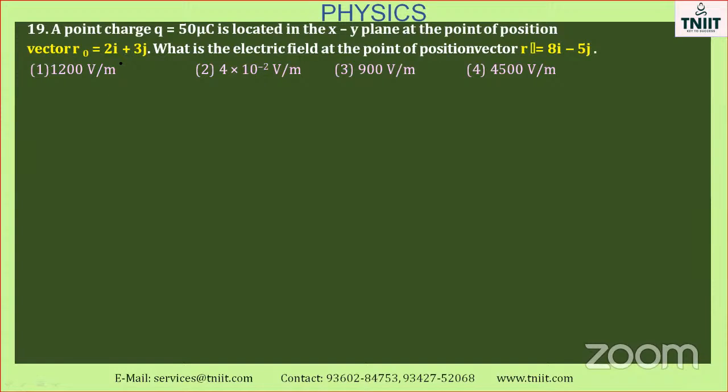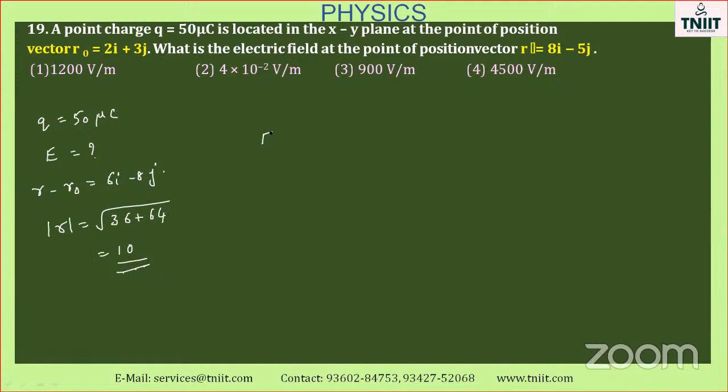A point charge Q is given as 50 microcoulomb. What is the electric field they are asking for the position vector R, and R naught is given. So what is the displacement? R minus R naught: 8i minus 2i, that is 6i, and minus 5j minus 3j is minus 8j. So the displacement is root of 36 plus 64, root 100, that is 10.